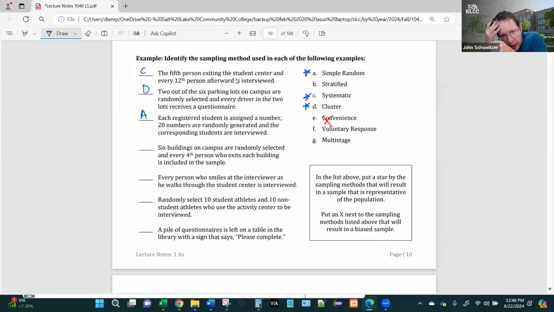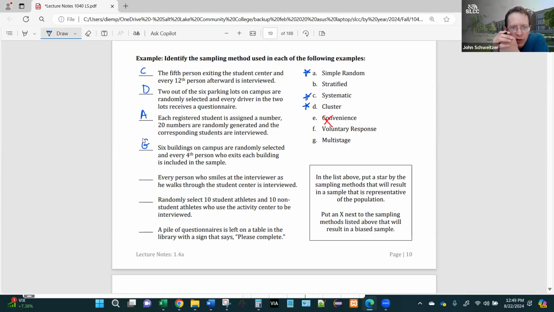Okay, so 6 buildings on campus are randomly selected, and every 4th person who exits each building is included in the sample. What do you guys think? Great, Crystal, this is correct. So yeah, it's the multi-stage.